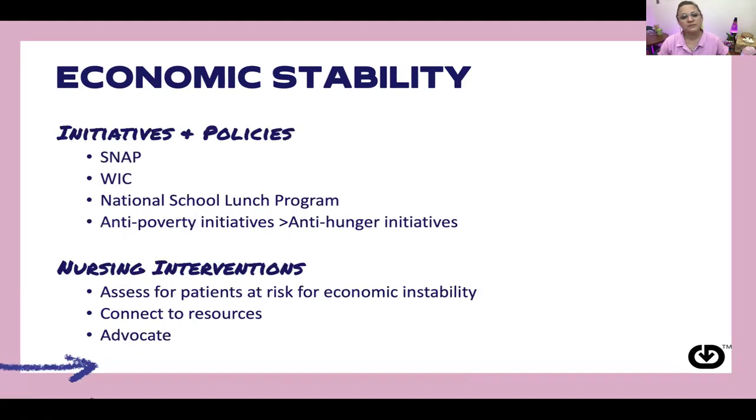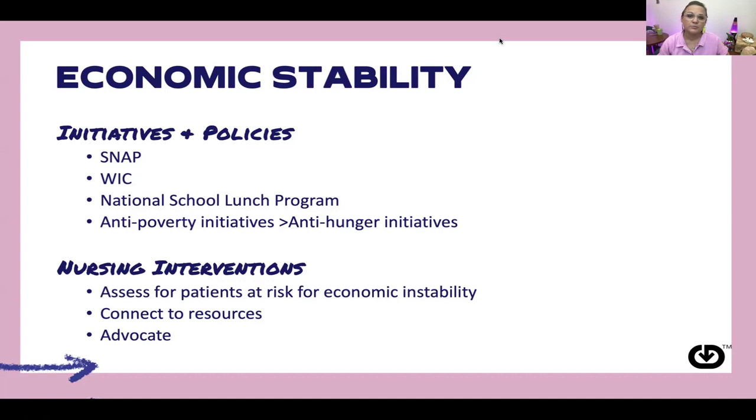There are a number of initiatives and policies in place to improve economic stability in communities and for individuals. SNAP provides food for low-income families. WIC is similar. It's for women and children under 5, and it again provides allocations of food to ensure nutrition for women and children.